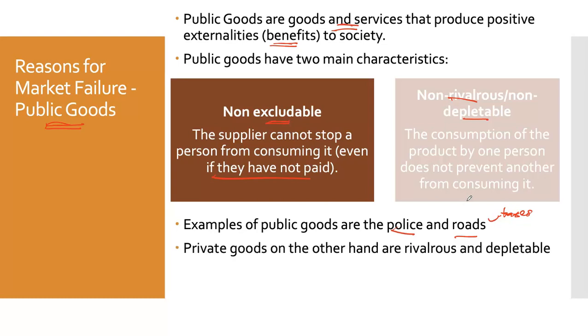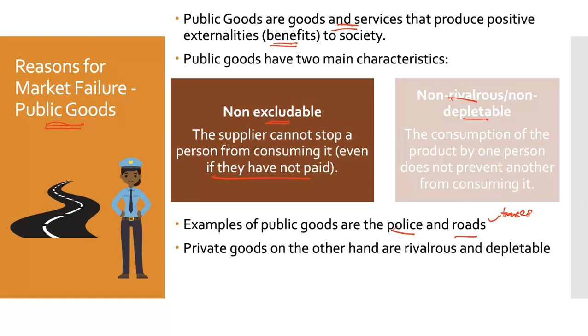Now, private goods, on the other hand, are rivalrous. Someone consuming it will prevent someone else from consuming it. It's depletable, and probably important, but not in the slide, it is excludable. The supplier will not give it to someone unless they pay. So here are your examples.